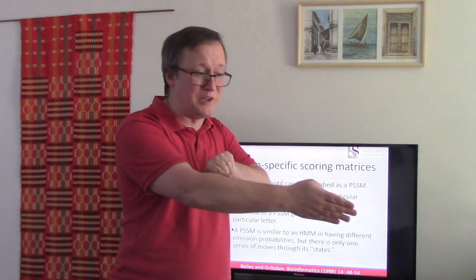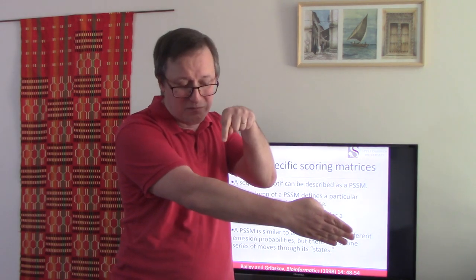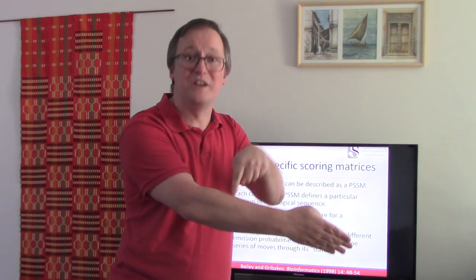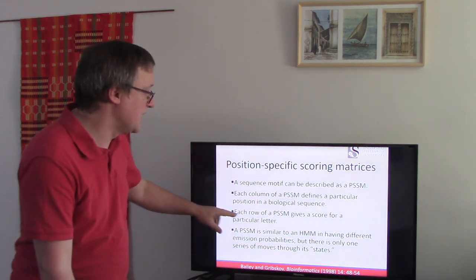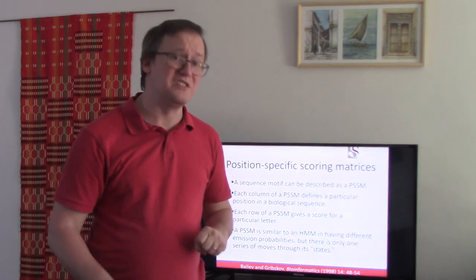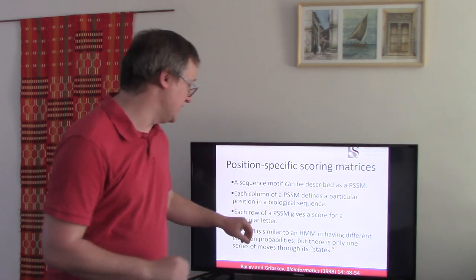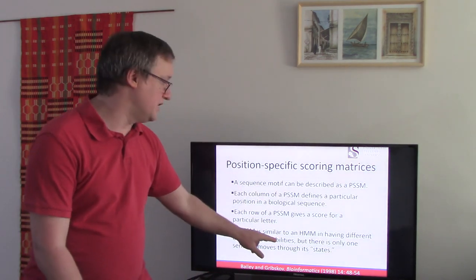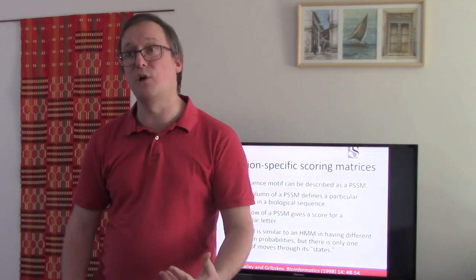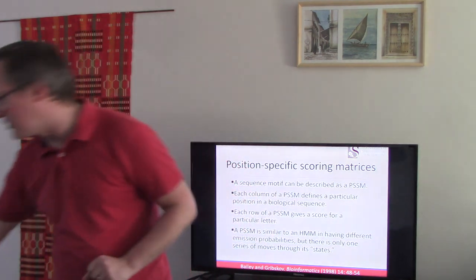The transition probabilities are going to be very boring. They're going to go from position 0 to position 1 to position 2 to position 3, etc. Okay, each row of the position-specific scoring matrix is going to represent a different letter that has been seen there. So it's very much like the hidden Markov model, but with a much simpler structure to it.